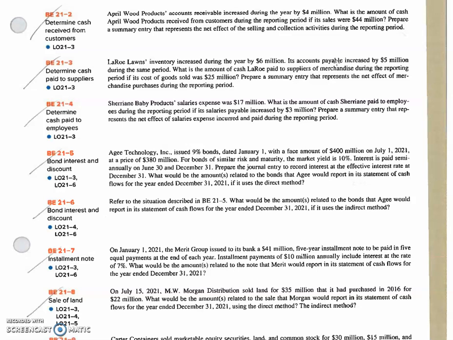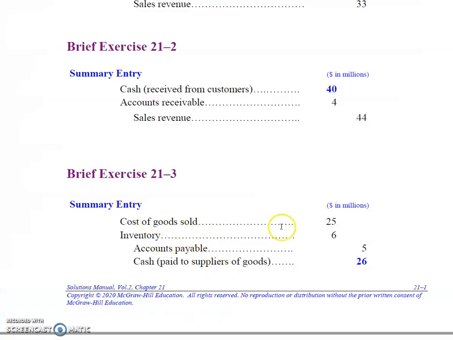Now again, these summary entries can really help you sort all this out. So $25 million in cost of goods sold. Cost of goods sold is an expense. It's a debit. Increase in inventory is an increase in an asset, so that's a debit. So we have a debit of $25 million for cost of goods sold and $6 million for the increase in inventory. Now the increase in accounts payable is a credit of $5 million. So we have $25 million debit, a $6 million debit. That gives us $31 million in debits. We have a credit of $5 million to accounts payable. So there we have those, the debit to cost of goods sold, debit to inventory, credit to accounts payable.